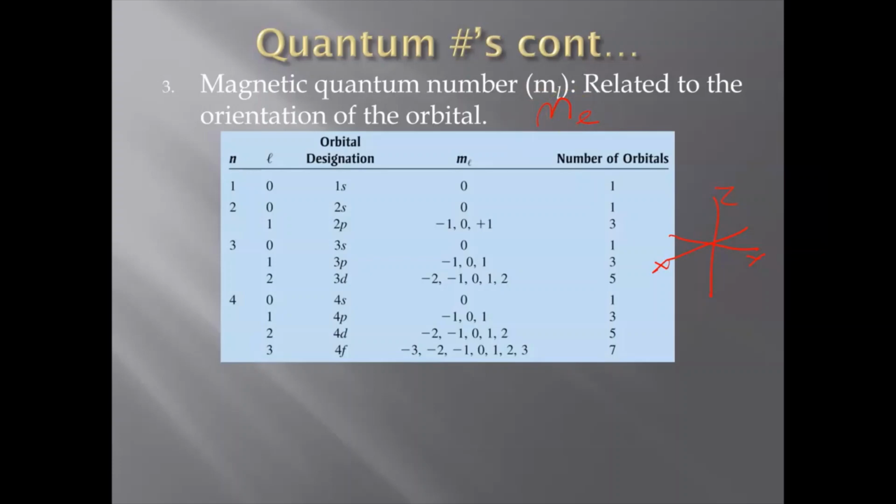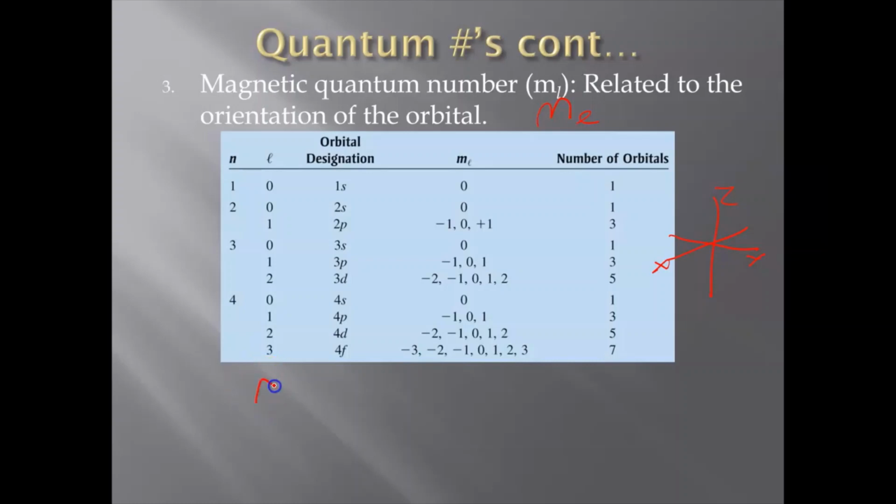Now this blue chart that you're looking at has all 3 of those quantum numbers that we have been discussing. You can see that you have the n, which is your principal, ranging between 1 and 4. Then if you look at L, it differs within each one, and we're going to talk about that. And then m sub L follows the L in this particular case.